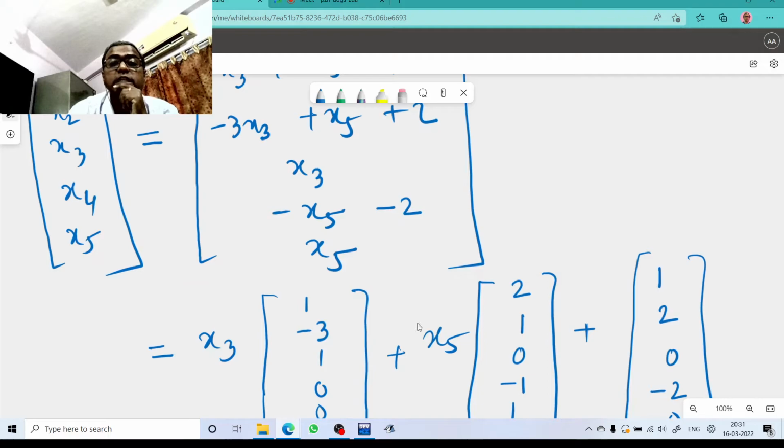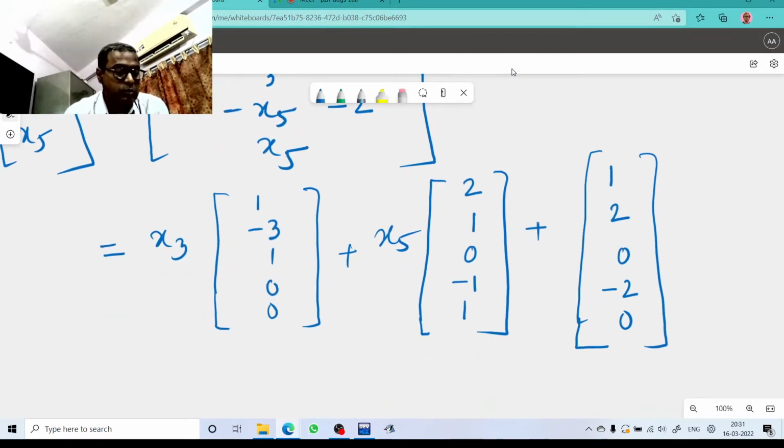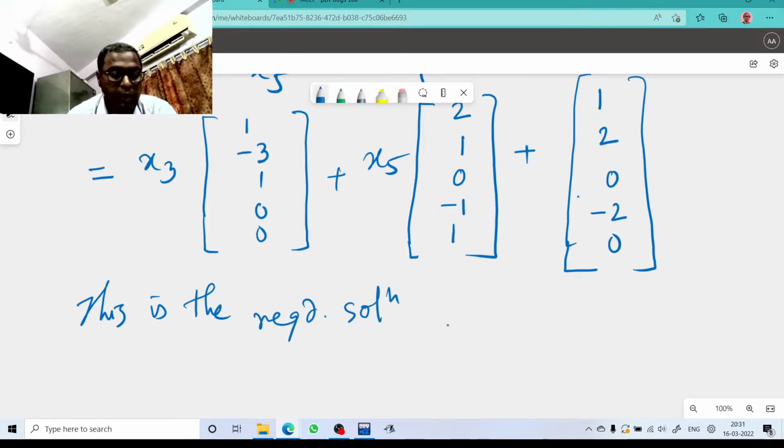Similarly, for x5, collect the x5 coefficients. And this is the required solution in matrix form.